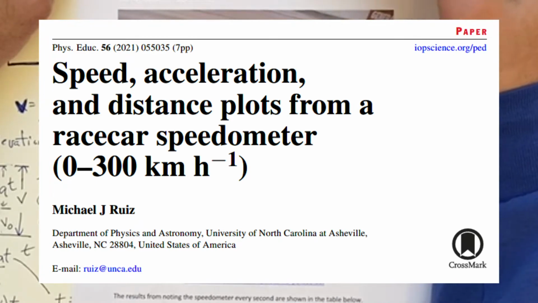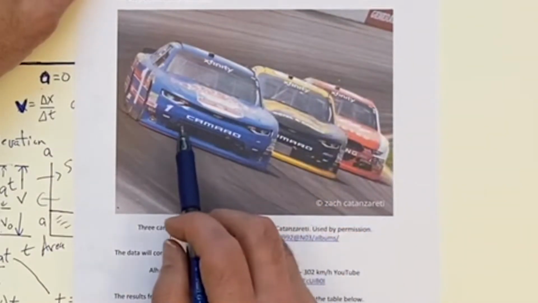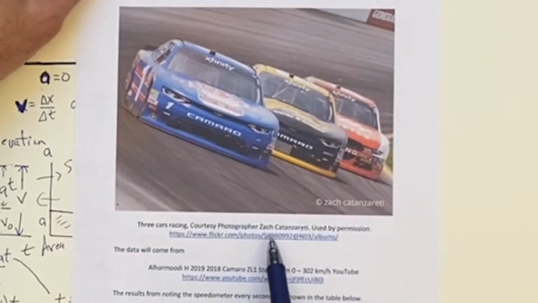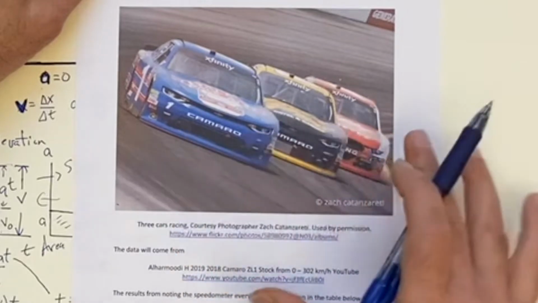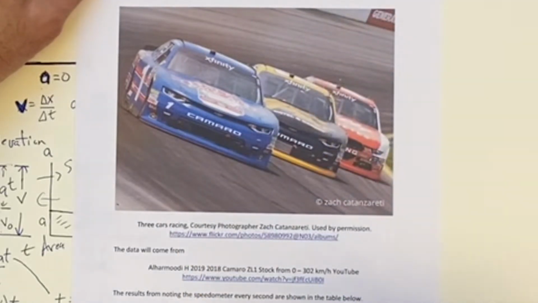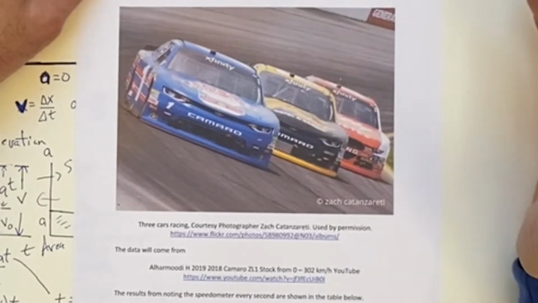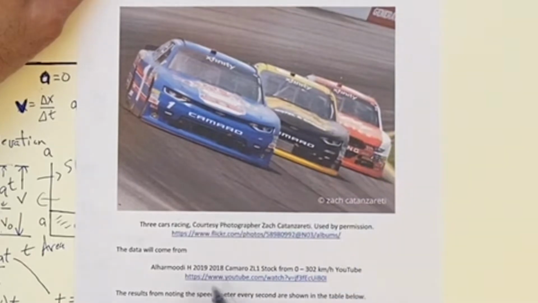Speed, acceleration, and distance plots from a race car speedometer. So I looked at a Camaro. Here's a beautiful picture, thanks to Zach Catanzaretti, who let me use it for the publication. A Camaro that was going from 0 to 300 kilometers per hour, a YouTube stock car practice scenario posted by Harmoudi.